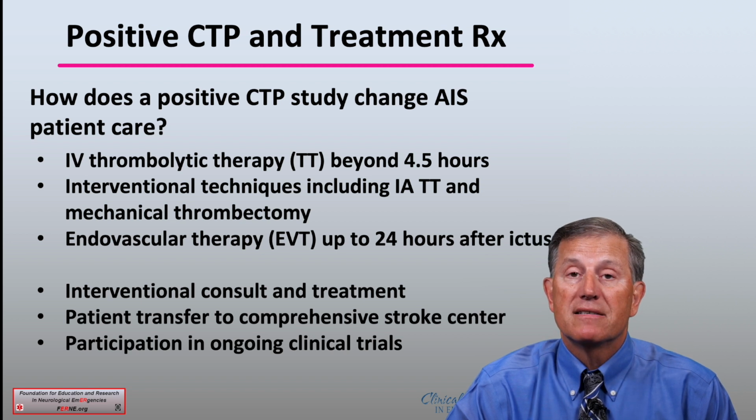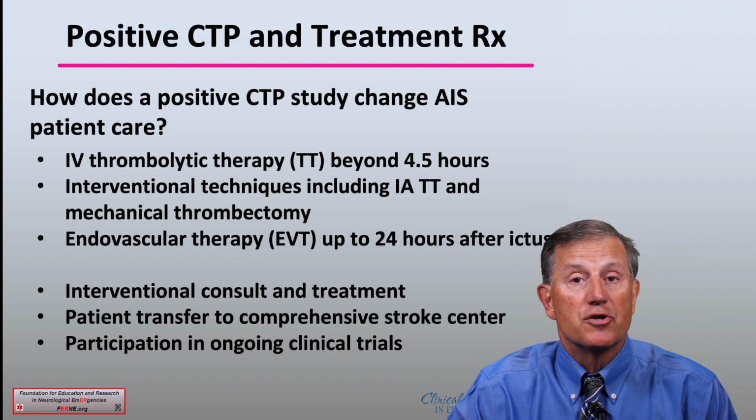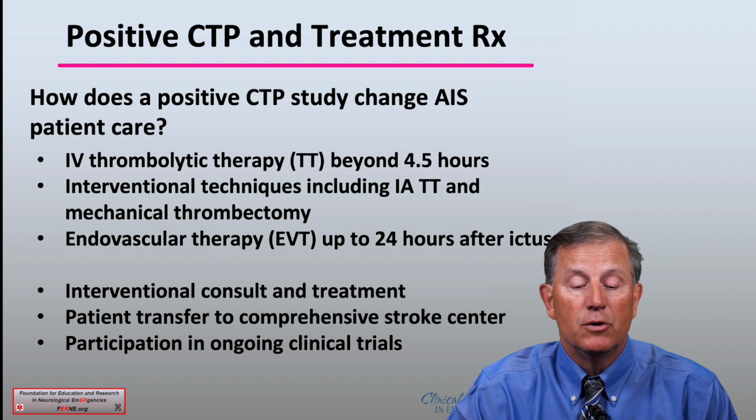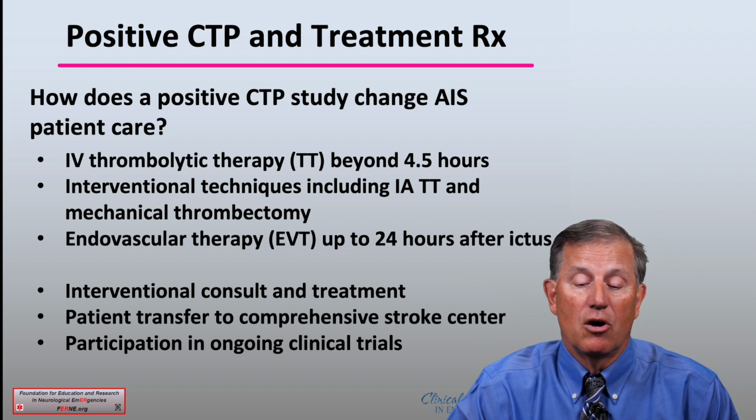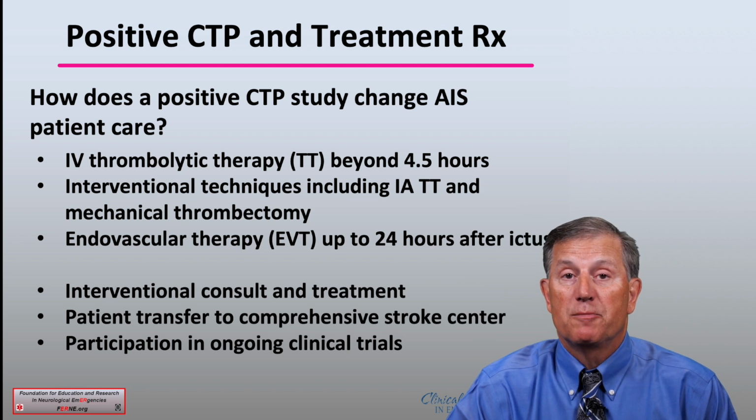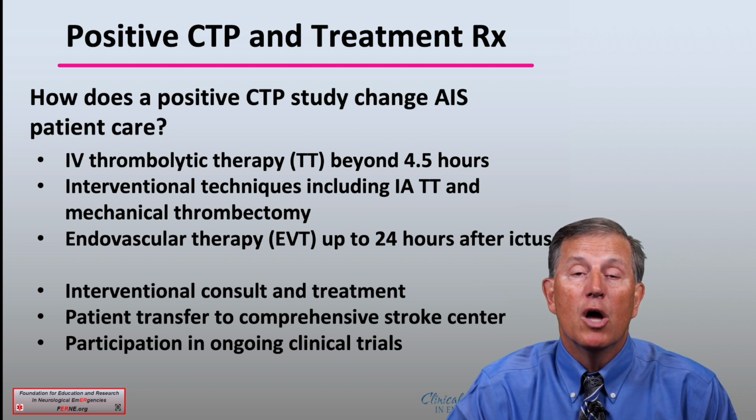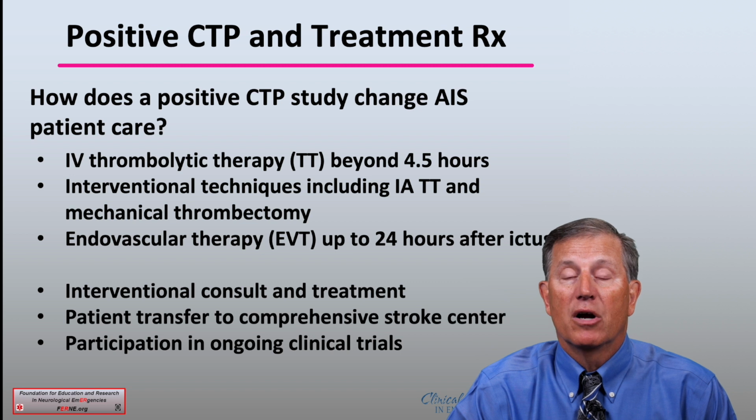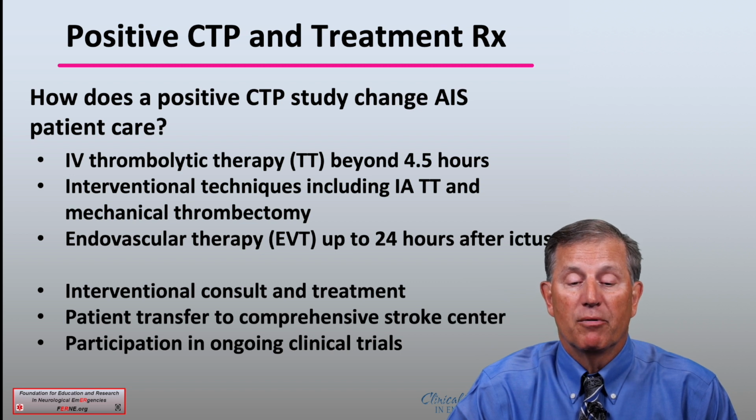So, when there is a positive CTP that suggests a large ischemic penumbra, you can then do an interventional consult for possible treatment, possible transfer to a comprehensive stroke center, and participation in ongoing clinical trials, especially if there's a posterior stroke, which can have devastating outcome if no therapy can be provided.